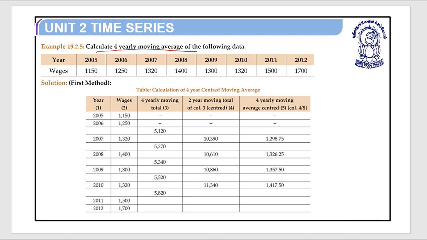Next is calculate the 4 yearly moving average of the following data. That is the same way. Okay. So here years 2005, 2006, 2007, 2008, 2009, 2010, 2011, 2012 are given. Wages are 1150, 1250, 1320, 1400, 1300, 1320, 1500, 1700.